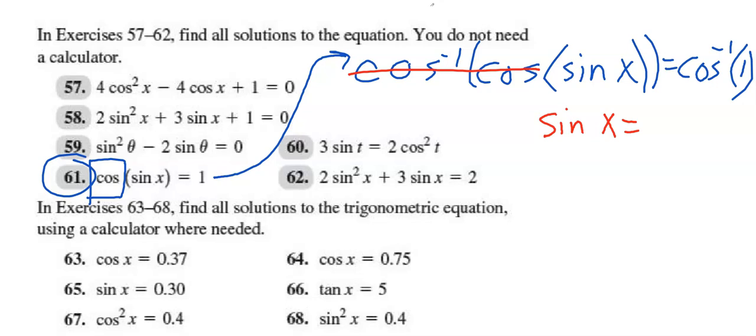Cosine inverse. First of all, you have to remember the range of the inverse cosine function. What is the range of the inverse cosine function? Shall I remind you? Range of the inverse cosine? 0 to pi, thank you very much. So cosine inverse of 1 is going to spit out an answer between 0 and pi.